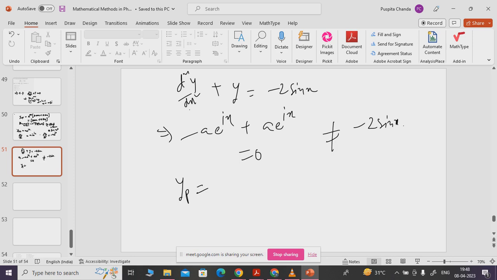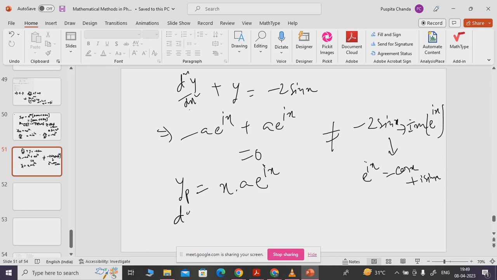So what should we do? We assume the coefficient as x: y_p = x a e^(ix). What is sin x? e^(ix) is cos x + i sin x. When we write sin x, it is the imaginary part of e^(ix), and cos x is the real part. So when the time comes, we need to equate the imaginary part of e^(ix).